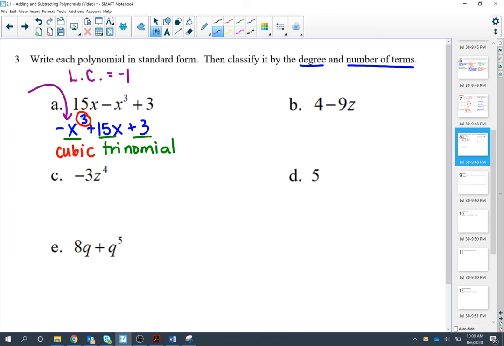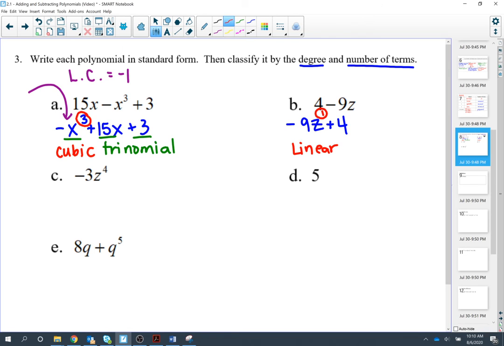Okay, next example, letter B. 4 minus 9z. First of all, standard form. So we have to look at the degrees. 4 doesn't even have a variable on it. It doesn't have a degree. So the 9z is going to come first, which is negative 9z, and then a positive 4. That is your standard form. If I name it by the degree, right here would be this guy. I can't see anything, but there's a 1 hiding. So the degree is a 1. If the degree is a 1, I'd look back at my chart. That would be a linear.